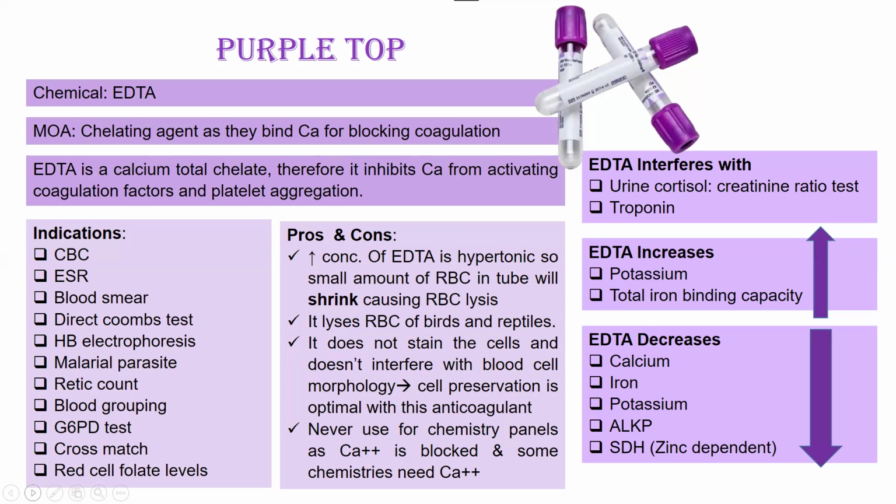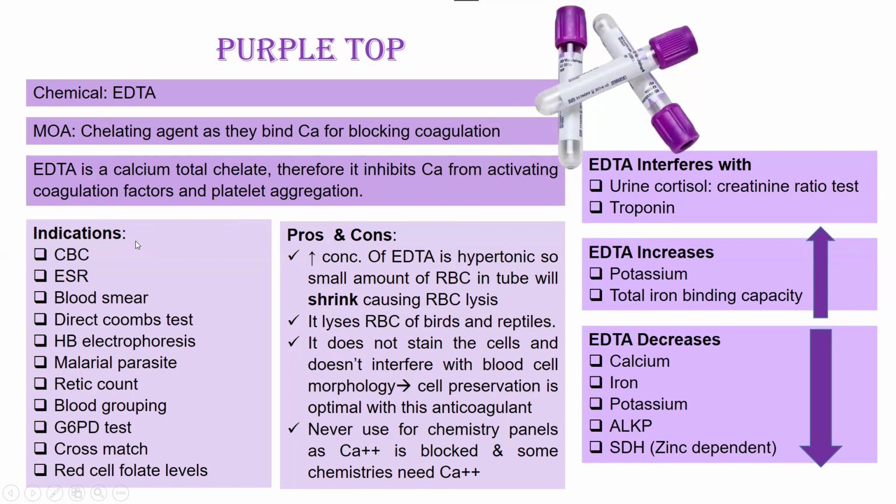So the purple top tube acts as a chelating agent as it binds to calcium, and when the calcium is blocked, the coagulation process will be blocked. So in this tube your blood is not going to be clotted. Basically, EDTA is a calcium chelator, a strong chelator, and it inhibits calcium from activating all those coagulation factors, coagulation processes, and platelet aggregation. So that was the mode of action.